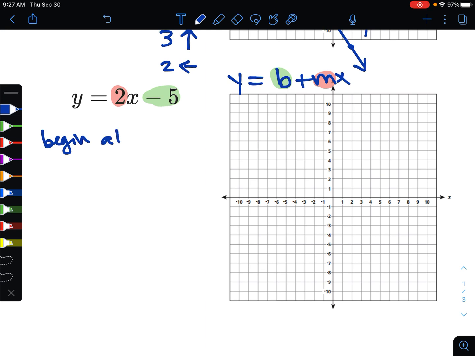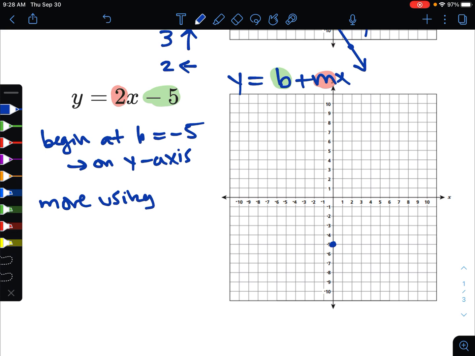So I'm going to say at b value of negative 5. This is on the y-axis. That'll be our first point, negative 5. And then we're going to move using our slope. And our slope is 2. But 2 is not super helpful the way it's written, because we'd like to use actually a fraction, believe it or not. We like fractions for slope.